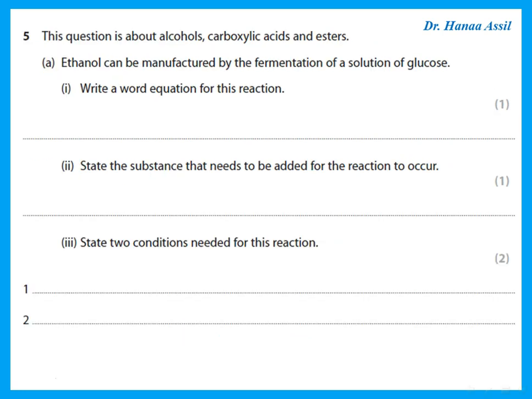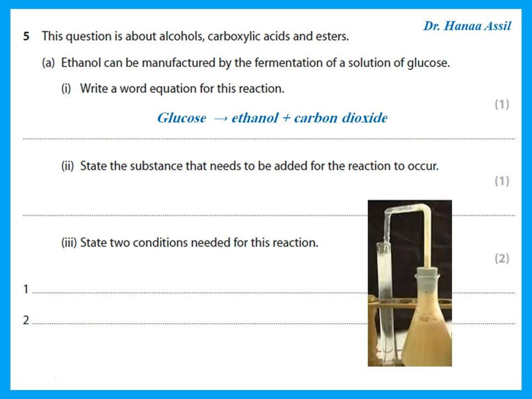This question is about alcohols, carboxylic acids, and esters. Ethanol can be manufactured by the fermentation of a solution of glucose. Do you remember the meaning of fermentation? Fermentation is when glucose is changed to ethanol plus carbon dioxide. So we put glucose solution and this changes to ethanol and carbon dioxide.